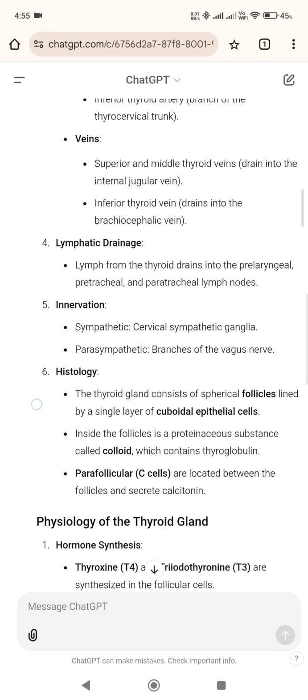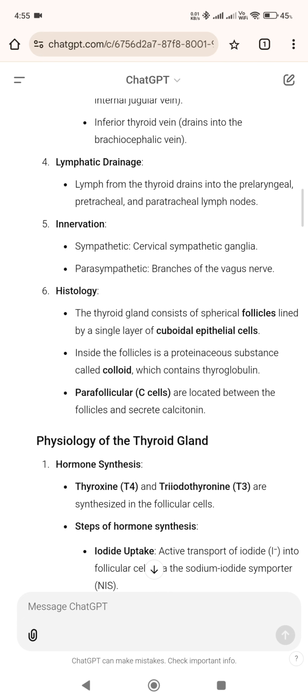4. Lymphatic drainage. Lymph from the thyroid drains into the prelaryngeal, pretracheal, and paratracheal lymph nodes. 5. Innervation. Sympathetic, cervical sympathetic ganglia. Parasympathetic, branches of the vagus nerve.